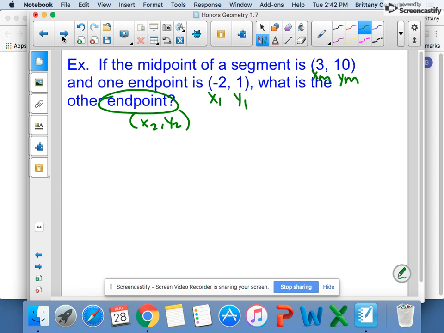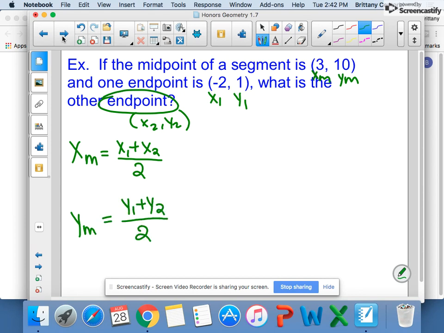So we're going to start with the x. So we're going to write out that we've got xm equals x1 plus x2 divided by 2, and ym equals y1 plus y2 divided by 2. So again, they give us that midpoint, so we're going to set it up this way so we can solve for x2 and y2. So looking at xm, it says that the midpoint, the value for x is 3. And then x1 is -2 plus x2 divided by 2.